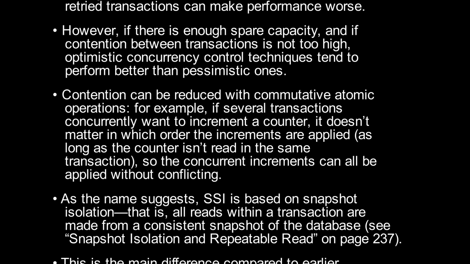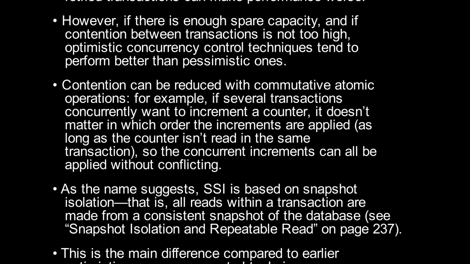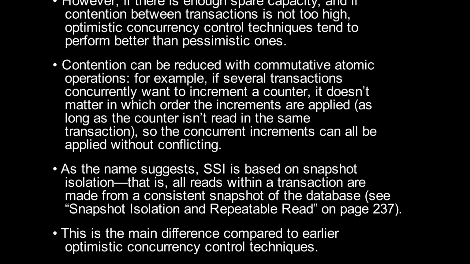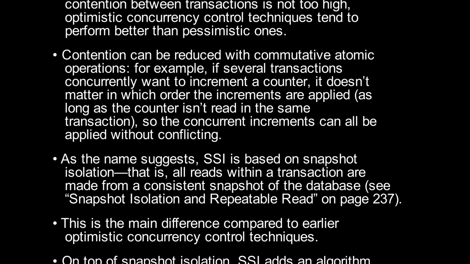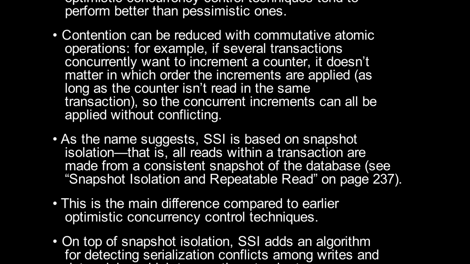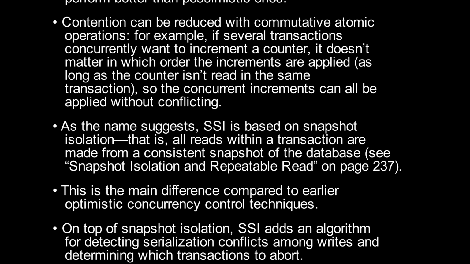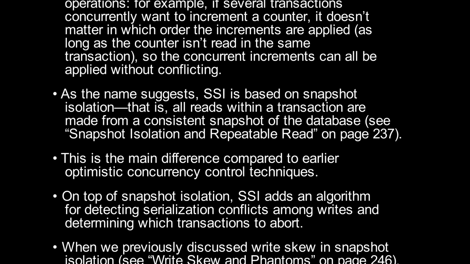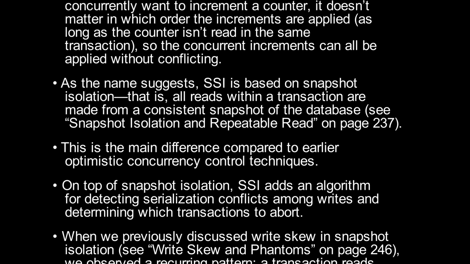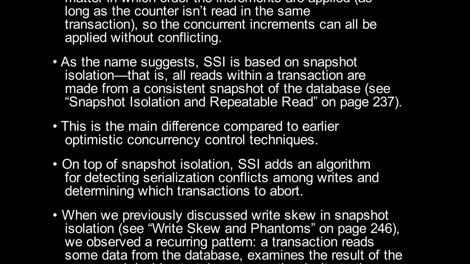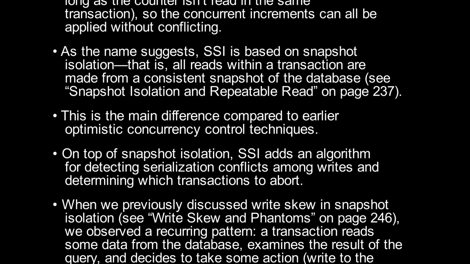As the name suggests, SSI is based on snapshot isolation, that is, all reads within a transaction are made from a consistent snapshot of the database. See snapshot isolation and repeatable read on page 237. This is the main difference compared to earlier optimistic concurrency control techniques. On top of snapshot isolation, SSI adds an algorithm for detecting serialization conflicts among writes and determining which transactions to abort.